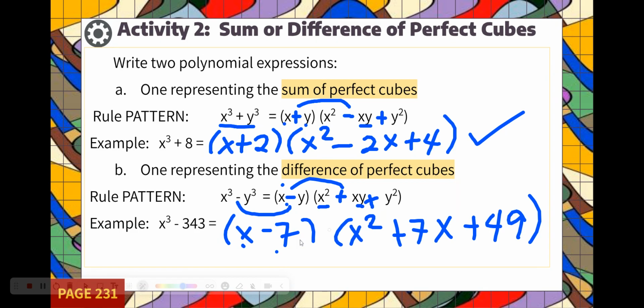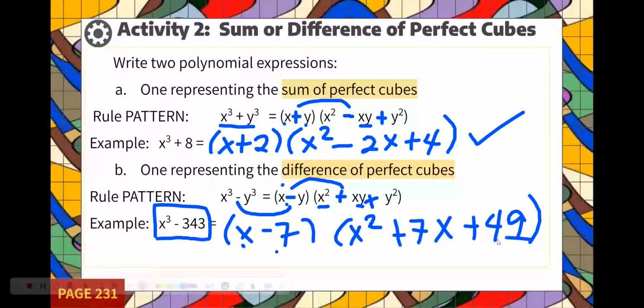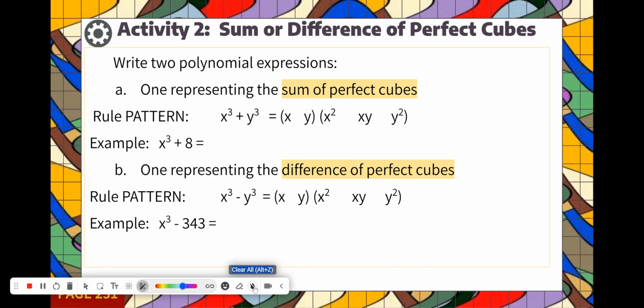If you want to check your answer, you may use Desmos and plug in both. Plug this in as one set and plug your factors in as one set as well. And if their graphs overlap, meaning your answer is correct. Alright, let's go next.